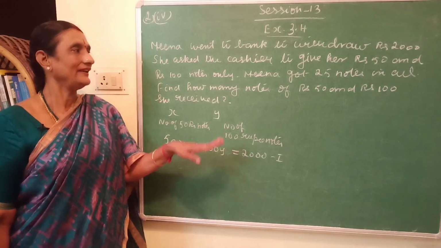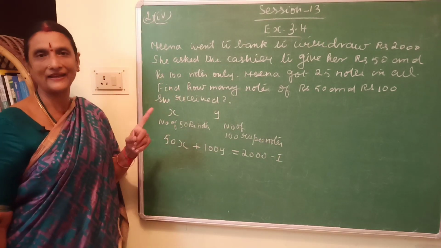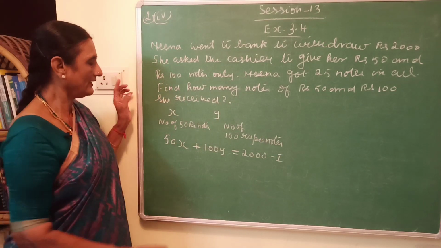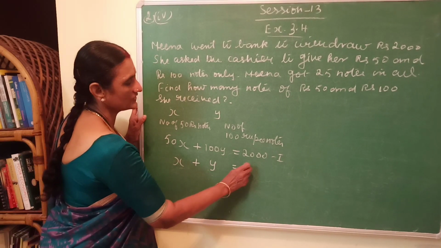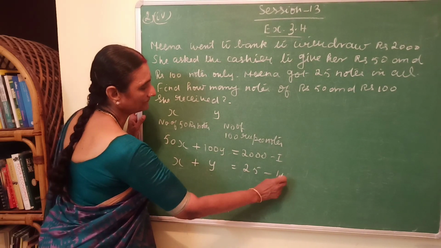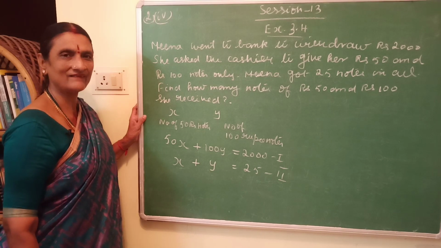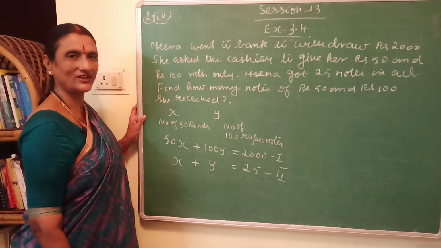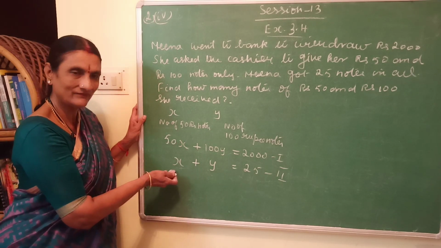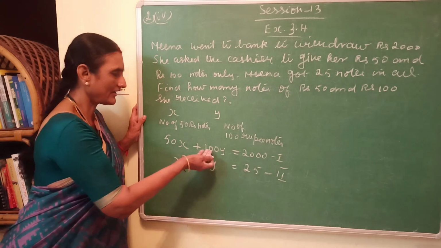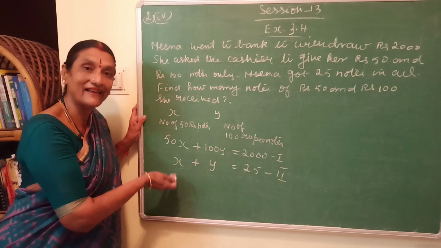Is it clear? Now, she got only 25 notes in all. It's not the money, it is the number of notes. That means x plus y is equal to 25 is the second equation. Are you understanding? Now how are we going to solve? We are going to use the elimination method. Either you can eliminate x or you can eliminate y. That is your wish.